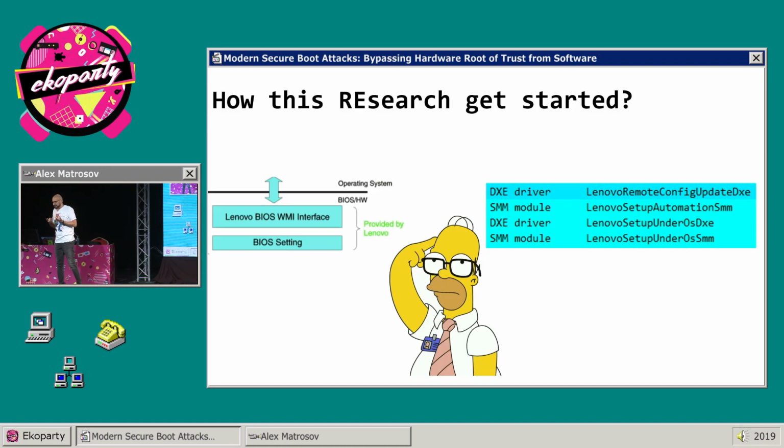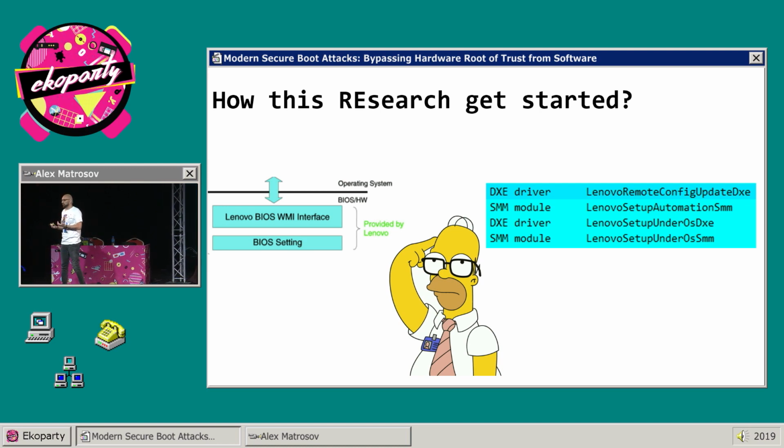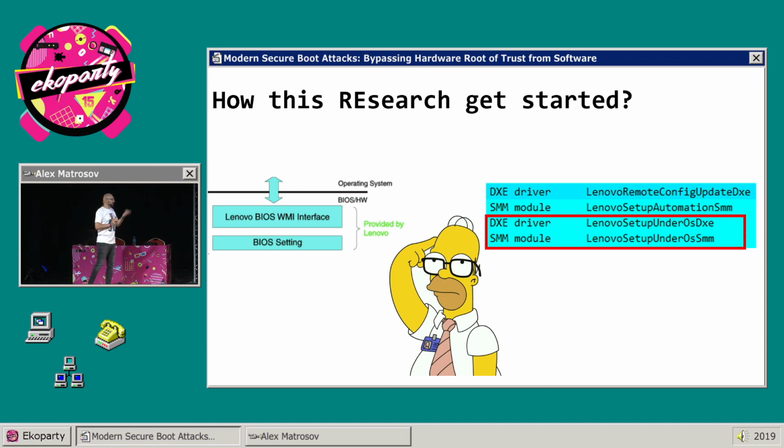And this is actually how this research got started, because I was thinking, okay, what more can I do with this system management, Windows Management Interface? And actually I can do a lot, because Lenovo has a DXE driver with remote configuration. That's the name of the driver. Interesting. It has Lenovo Setup Automation and Setup Under OS SMM. And it got me super interested in what is inside, especially these ones.